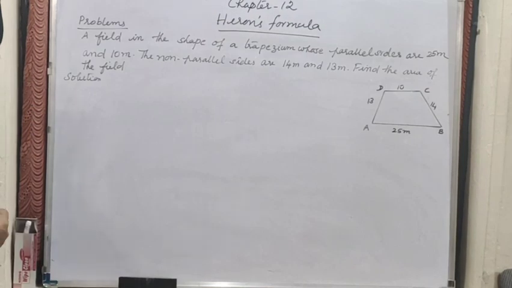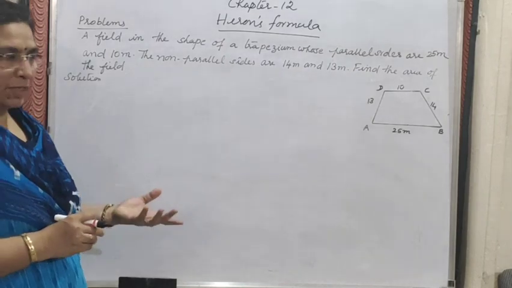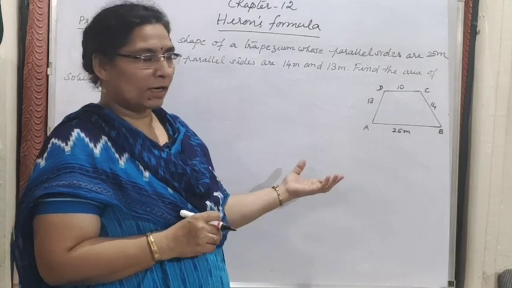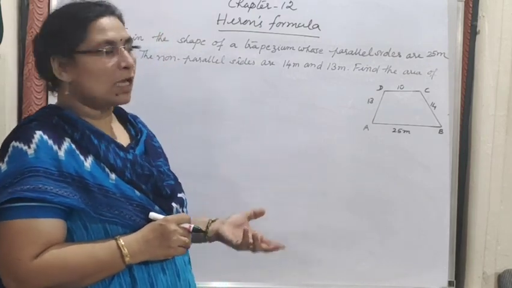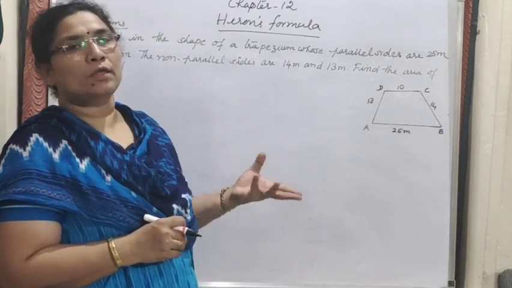Next question. A field in the shape of a trapezium whose parallel sides are 25 meter and 10 meter. The non-parallel sides are 14 meter and 13 meter, right? Find the area of the field. So already it is a trapezium. We can say it is a quadrilateral only. Definitely it is not there in the syllabus. But we have to divide it into two parts.